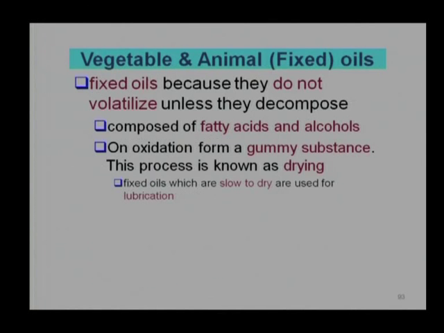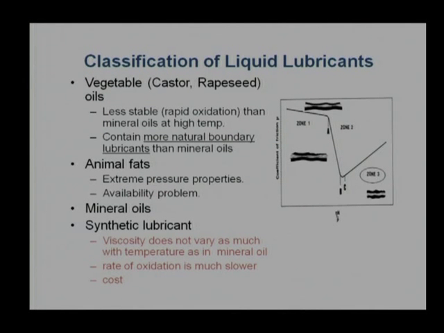Coming to the animal fats, one of the major drawbacks is availability. With the stringent norms and government rules, it is very difficult to find lubricants from animals unless available in one way or another form. Intentionally, we cannot do things. A very positive point about animal fats is their extreme pressure qualities. They can sustain very high pressure. That is why they can be used as EP additives.